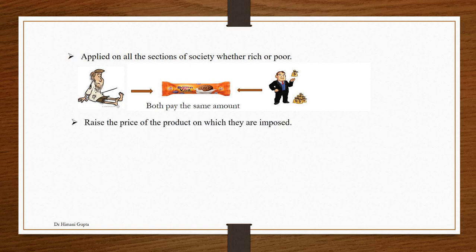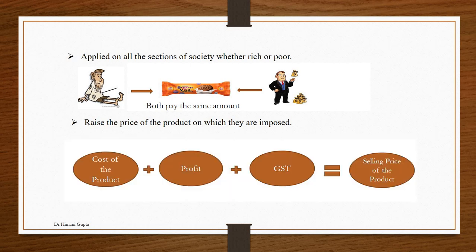Next is raise the price of the product on which it is imposed. Now, whenever we go to the market to purchase goods or services, first of all, the seller will calculate the cost of its product or service and then add the profit in it. Once the profit is added, he has to pay tax to the government, so he will also add the tax which he will charge from the end consumer.